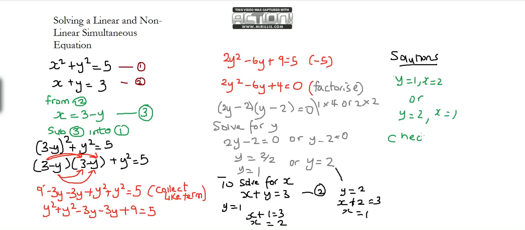Check. If I put this into x squared plus y squared, they give me 5. So let's try y equals 2, x equals 1. So we have 1 squared plus 2 squared equals 5. Therefore, our solution is correct. And that's how you solve it.